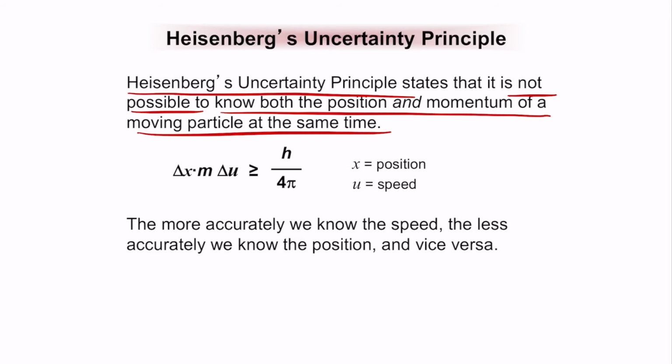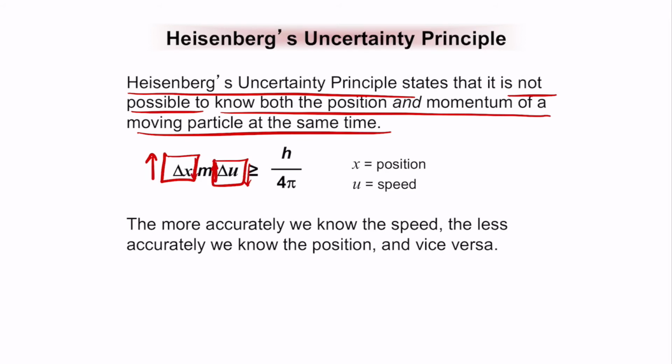So there is only one chance: either you can calculate the position or you can calculate the velocity, but you cannot calculate both of them at the same time with high accuracy. What it is basically saying is that if you increase the accuracy of position, then you decrease the accuracy of the velocity. If you increase the accuracy of the velocity, it decreases the accuracy of position.